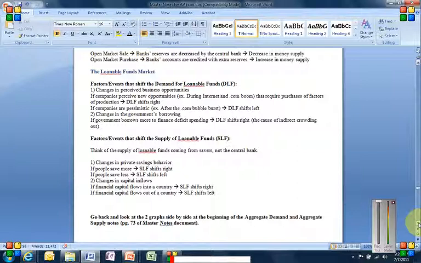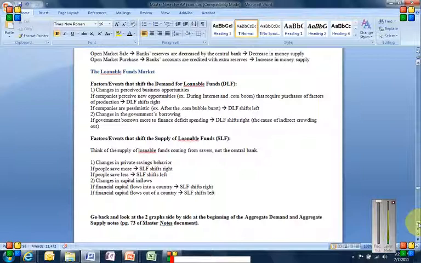For example, during the internet and dot-com boom, a lot of people were sometimes irrational, frankly, and they were going, oh my gosh, I have to start up an internet company, I have to get a dot-com, I have to put as much money in this as possible because it'll make me a millionaire practically overnight. So obviously there was a lot of optimism at that time, and that would require, if you're one of these people, the purchase of factors of production. Maybe you need some equipment, you need workers, what have you. That would lead to the demand for loanable funds shifting right. If companies are pessimistic, for example, after the dot-com bubble burst, that would lead to the demand for loanable funds shifting left.